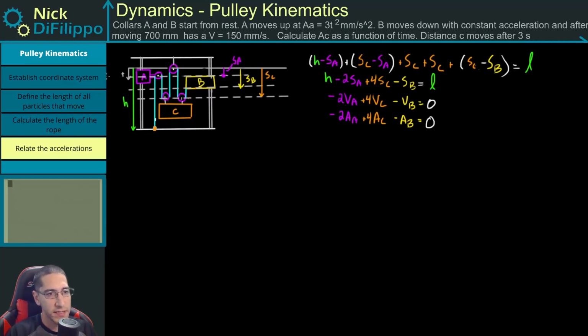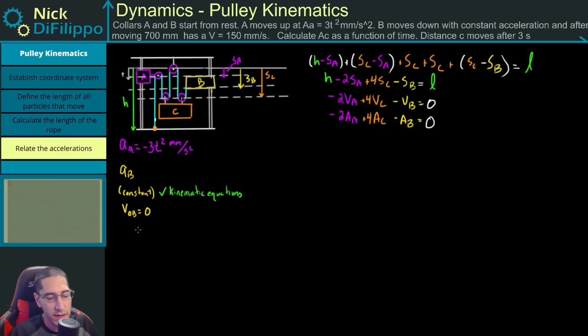First, my acceleration of A. I know that my acceleration of A, because I'm moving up, is going to be minus 3t squared millimeters per second squared. Now, what about the acceleration of B? The acceleration of B, we're not told what it is, but we're told that it's constant. Because it's constant, this means we get the okay to use the kinematic equations. But we need more information. And we're given a couple of pieces. So we're told that it starts from rest. So our initial velocity of B is equal to 0.